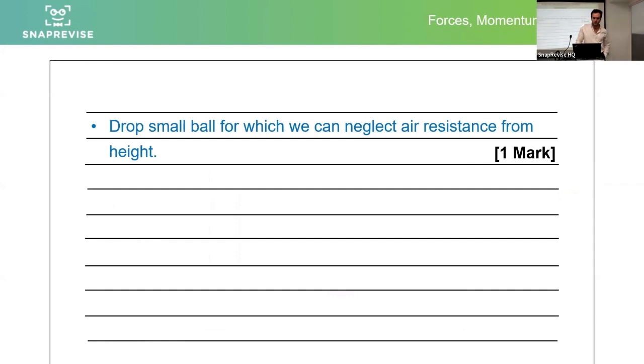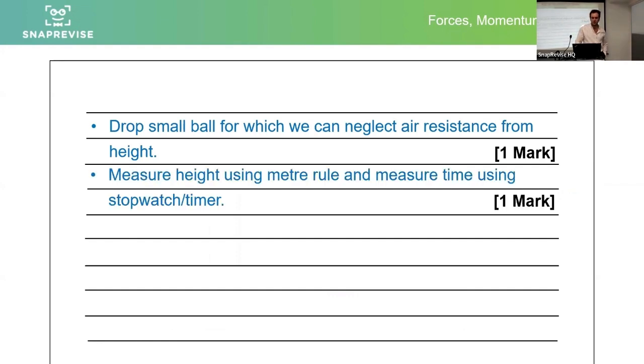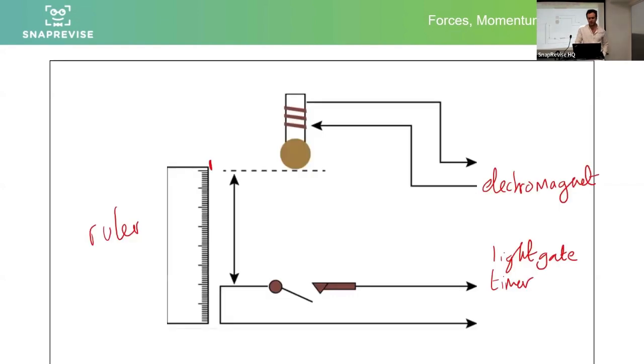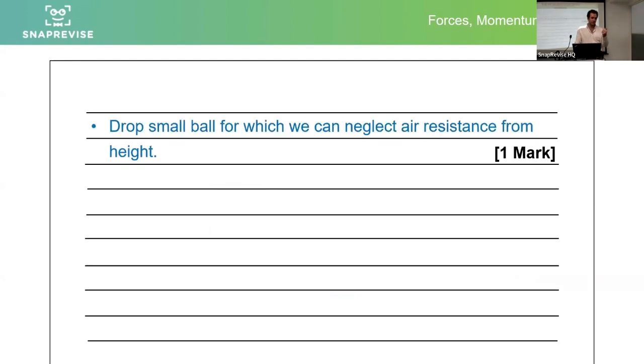Right, one more. 1 mark for just saying drop a small ball for which we can neglect air resistance from a height. Measure the height using a meter rule and measure time using a stopwatch timer. Sure, you don't have to have an electromagnet. You don't need to be fancy with a light gate. You can just do it with a stopwatch.